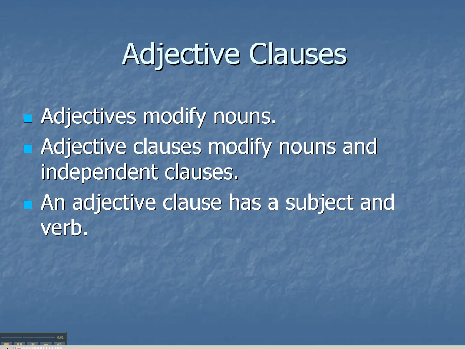This is the first video on adjective clauses, so let's just start with the basics. As you know, adjectives modify nouns. They give us more information about nouns. Well, adjective clauses also modify nouns, but in addition to that, they also modify independent clauses. And lastly, an adjective clause, like all other clauses, has a subject and a verb. Let's go ahead and start looking at adjective clauses.